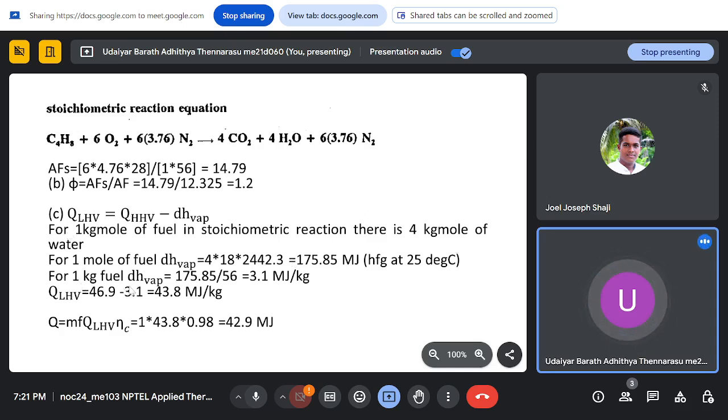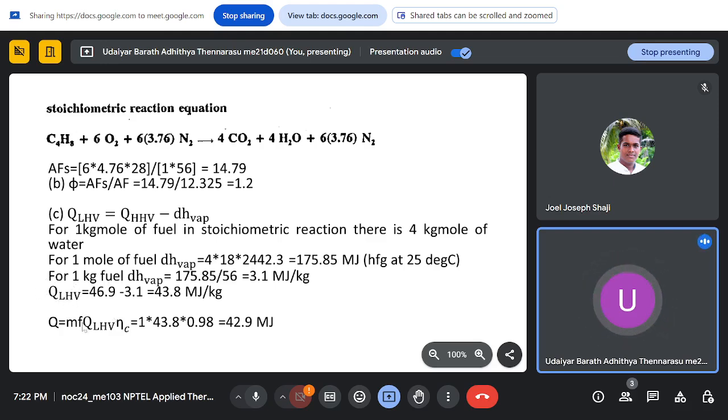So for 1 kg of fuel, your enthalpy of vaporization will be 175.85 divided by 56. Previously it was taken for 1 mole, so to convert into 1 kg, we are dividing it by 56. So it gives you 3.1 megajoule per kg of fuel. So your QLHV is 46.9 minus 3.1, which gives you 43.8 megajoule per kg. So you know the QLHV.